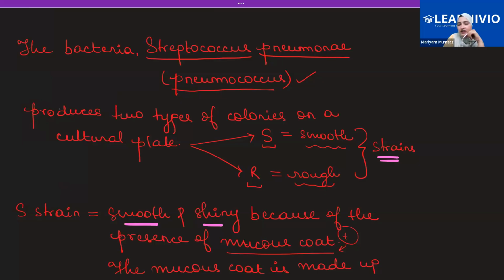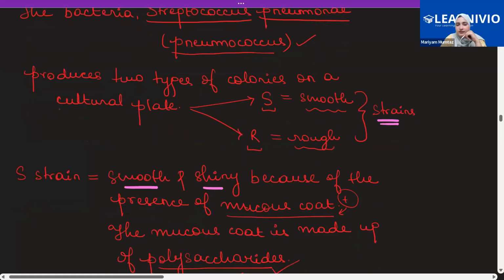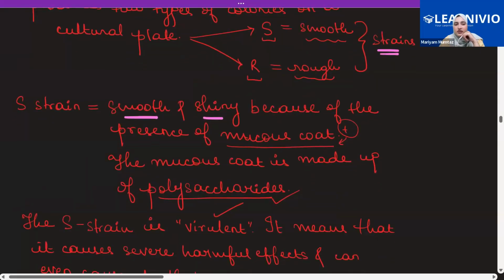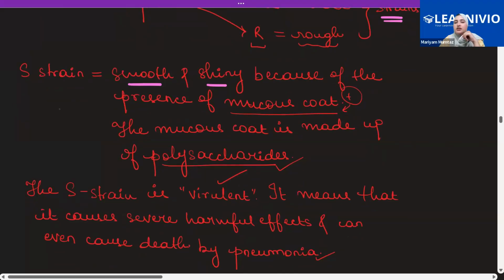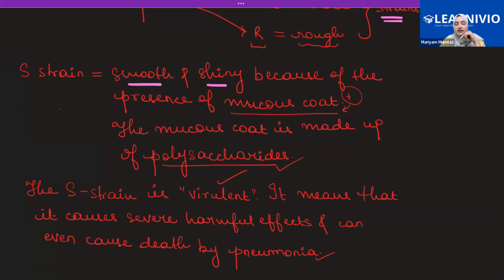One is the S colony, the R colony. These are the strains of bacteria. The S stands for smooth and the R stands for rough. Now, the strain of the bacteria that is S is smooth and shiny because it has a mucus coat present on it, and this mucus coat gives this bacterial strain the power to cause the disease.